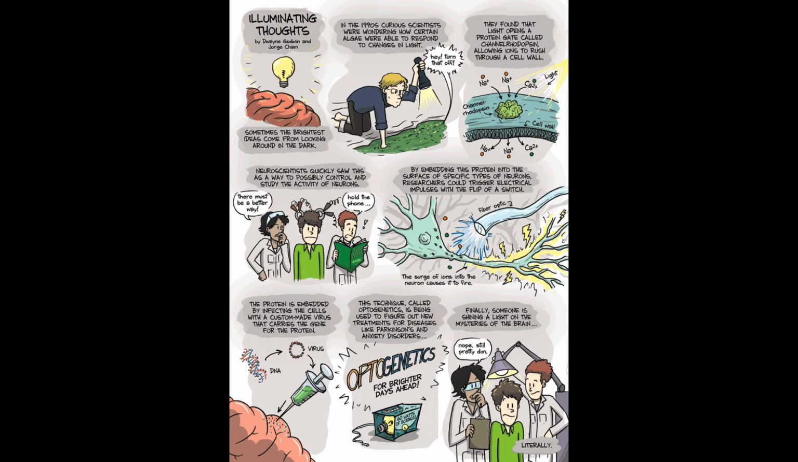Neuroscientists quickly saw this as a way to possibly control and study the activity of neurons. By embedding the proteins into the surface of specific types of neurons, researchers could trigger electrical impulses with the flip of a switch. This allows you to turn on and off a neural population to see what effect that might have. The protein is embedded by infecting the cells with a custom-made virus that carries the gene for the protein.